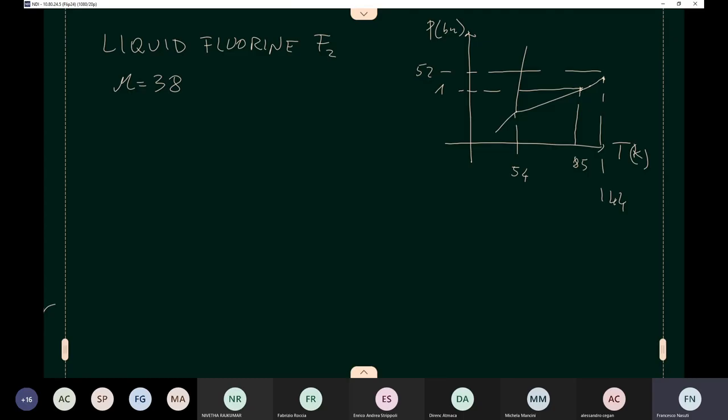So this is, again, you see the range where we have a liquid phase. You see that we have a critical temperature of 144 Kelvin, means that also at 50 bar, we have to go to very low temperature to have a liquid phase. Even if we consider a pressure of 50 bar, you have to be at less than -100 degrees Celsius to get liquid fluorine, like in the oxygen. So this is a cryogenic propellant too. It has to be cooled to get it in liquid phase.